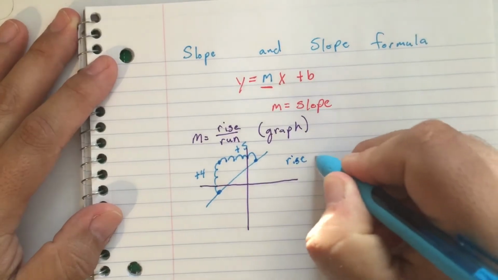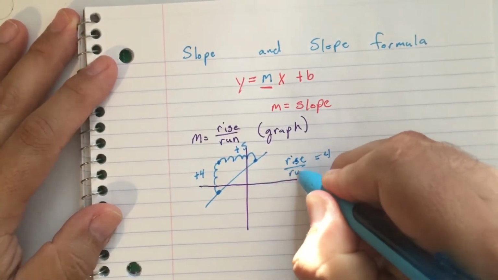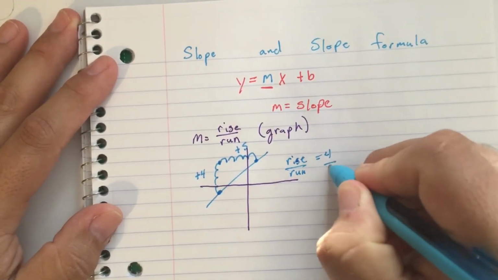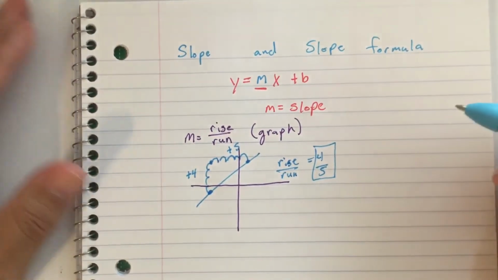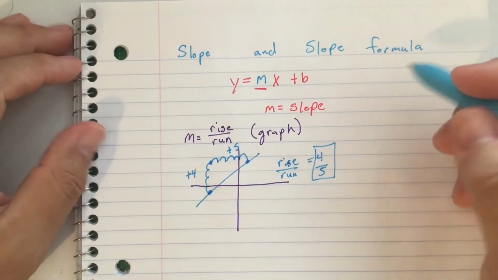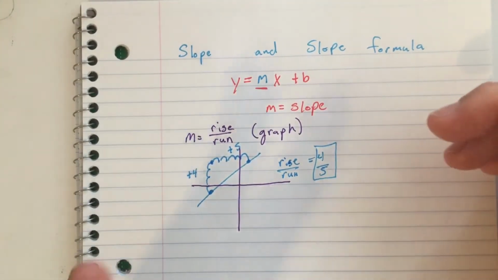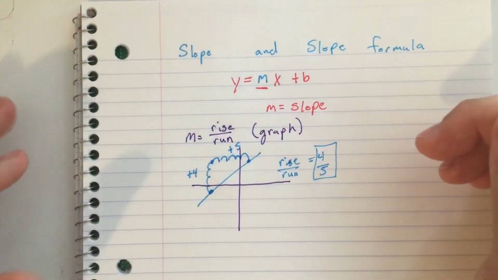So rise over run: my rise would be 4, my run would be 5. That means my slope would be a positive 4 over 5. And that's how you would do rise over run. Remember, left to right, rise over run.